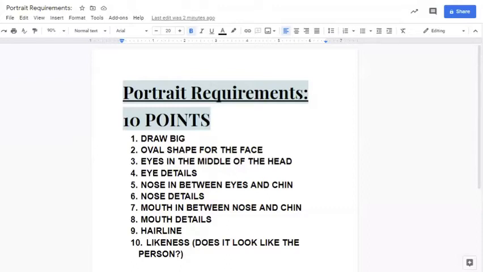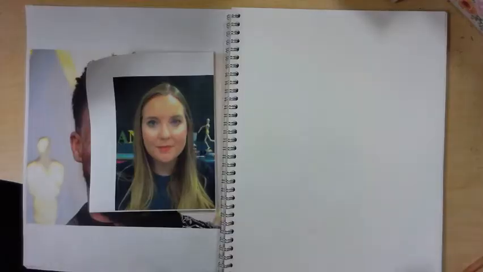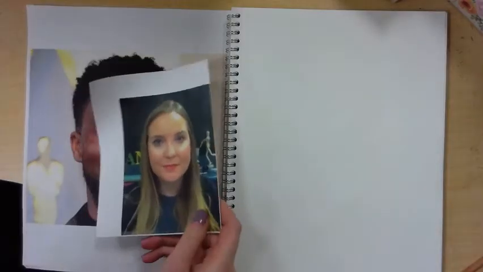So I'm going to give you guys a little bit of a break, and I am going to allow some tracing, and I've got 10 requirements that I'll be looking for. So they are listed right here. The first one is to draw big. I have two pictures here. One of them is an option you could do.